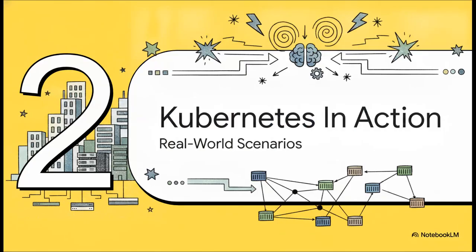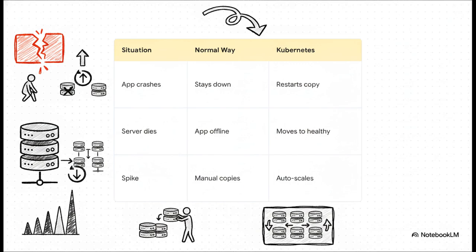Okay, moving on to part 2, Kubernetes in action. Let's look at some real-world scenarios. When you compare the normal way of running apps to the Kubernetes way, notice the massive difference here. Whether you're starting an app, dealing with a random crash, or rolling out a new update, Kubernetes never requires a person to manually intervene. If a whole server dies, a normal app is offline until you fix it. Kubernetes? It just seamlessly spins up your app's copies on a totally different, healthy machine.